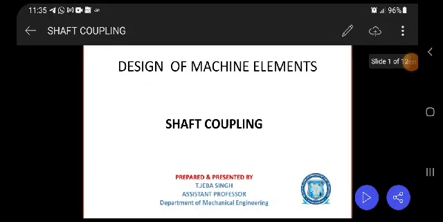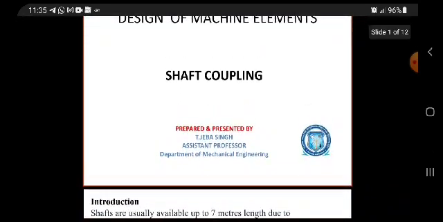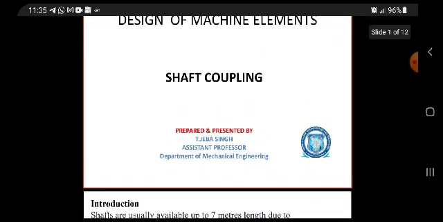Now we have discussed the subject Design of Machine Elements. The topic is shaft coupling, prepared by Jabbar Singh, Assistant Professor, Department of Mechanical Engineering.